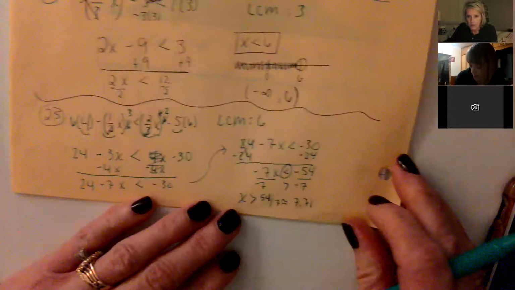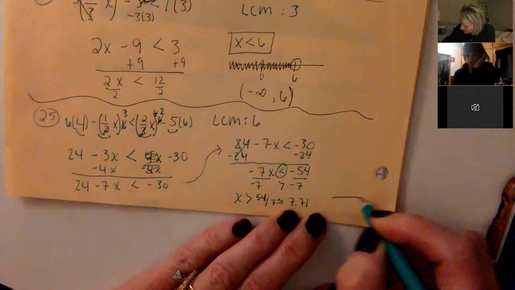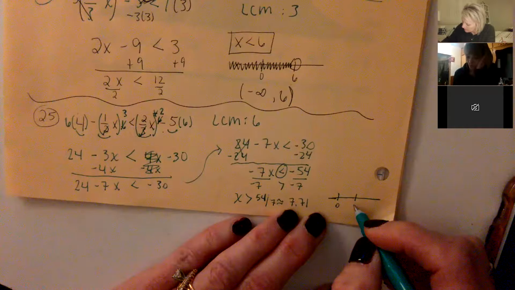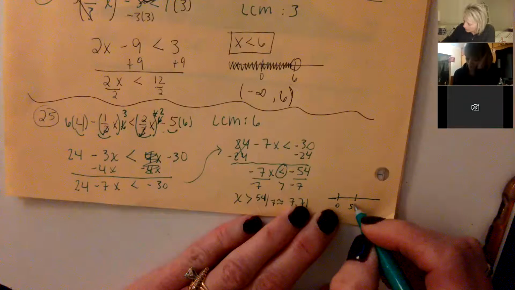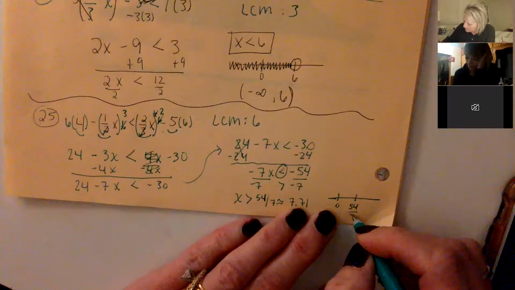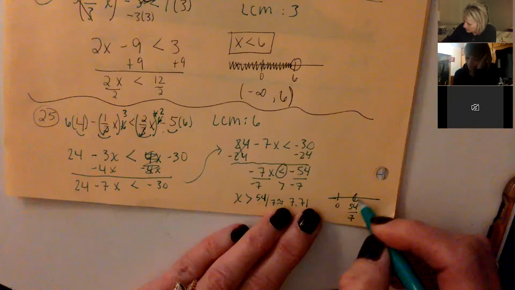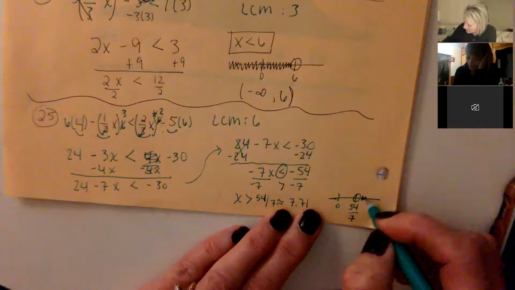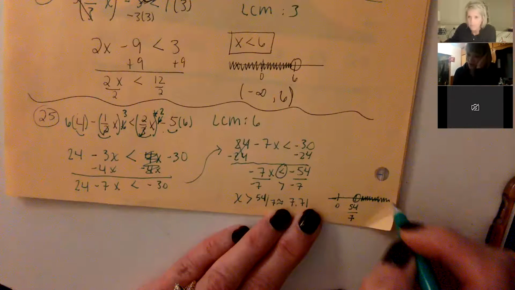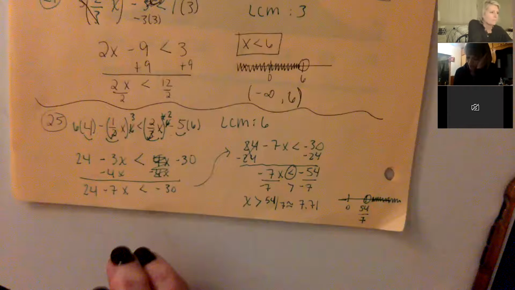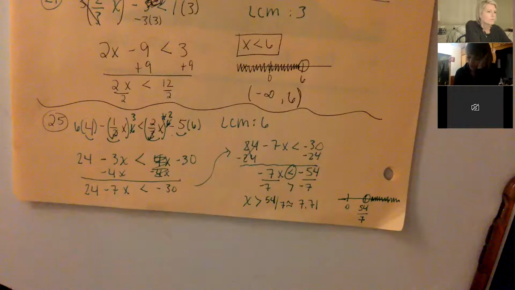So if we wanted to graph this on the number line, there's 0, there's 54/7, which is the 7.71. And it's greater than that with an open circle because we're not including it. And then it's greater than, so we're going to shade to the right. Okay.